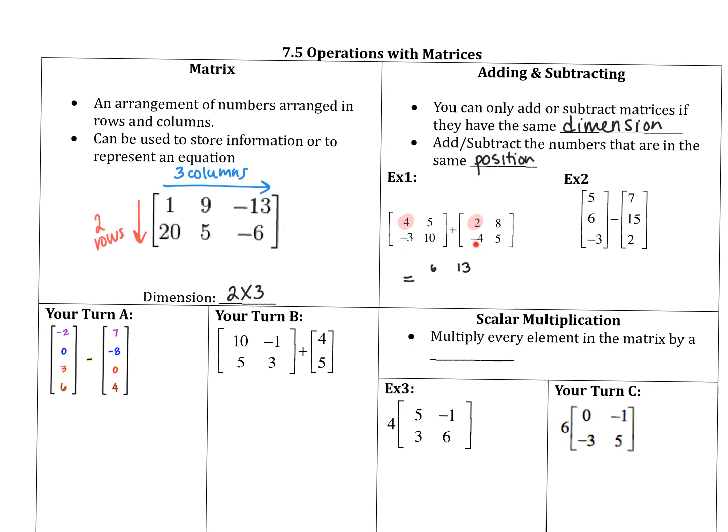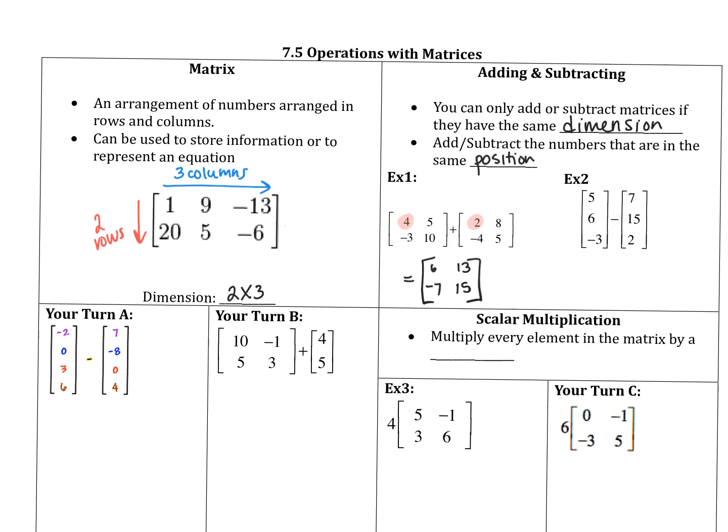-3 corresponds with -4. We could add those together to get -7. And 10 corresponds with 5. We could add those together to get 15. And notice I have a resulting matrix in the same dimension as the original matrices.